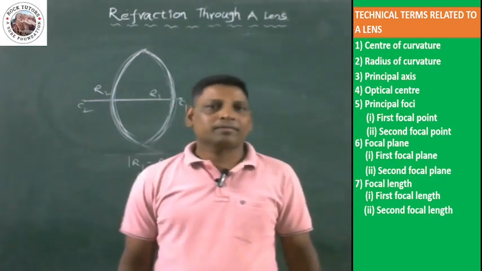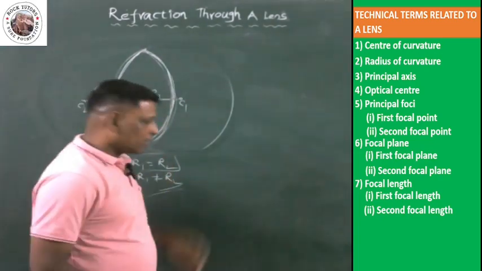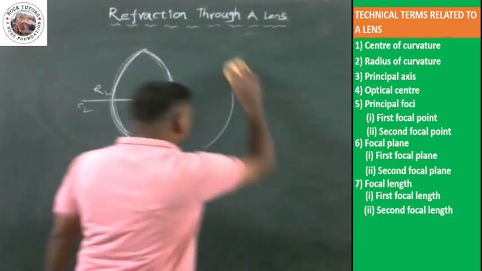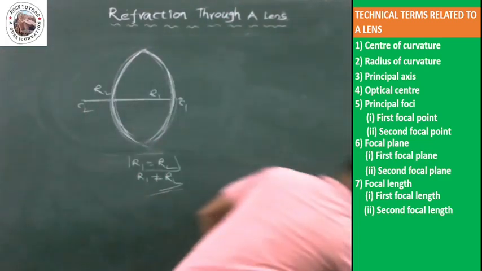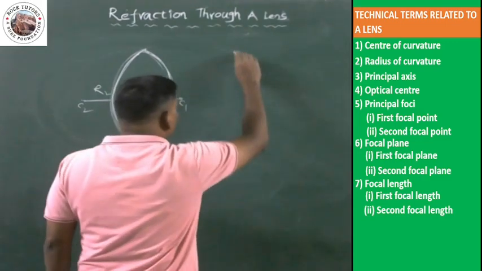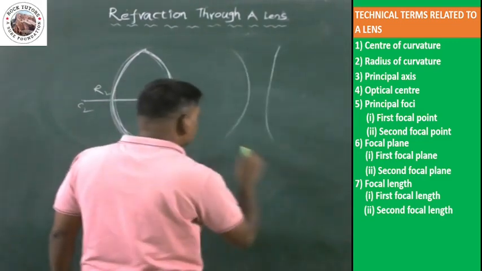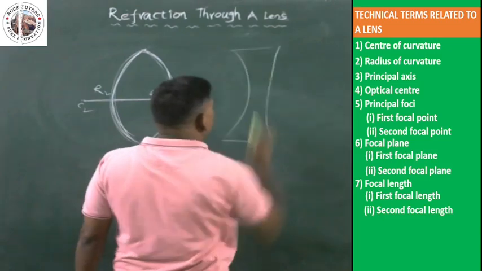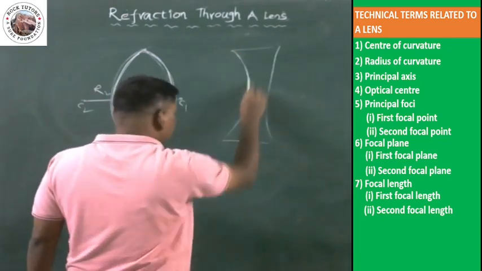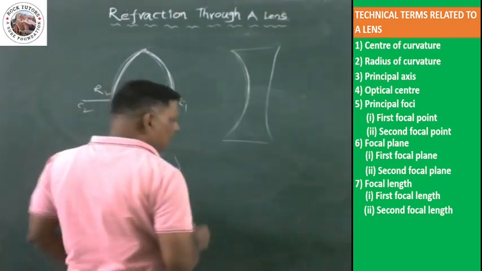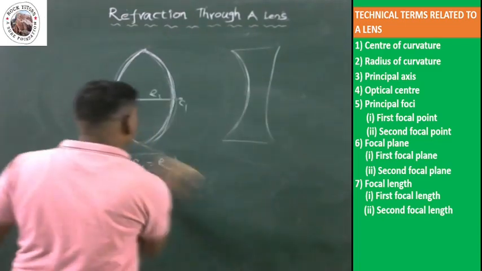The same way, here also, for the concave lens, this surface is a part of the sphere.